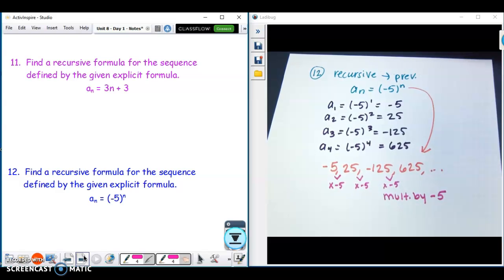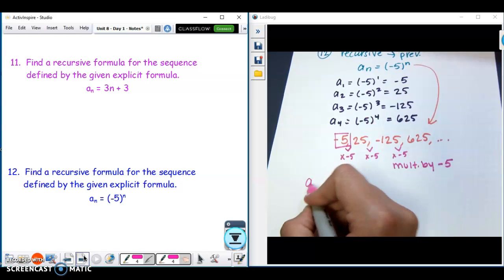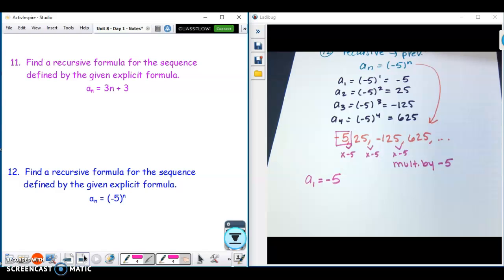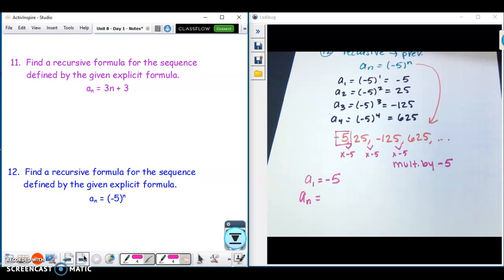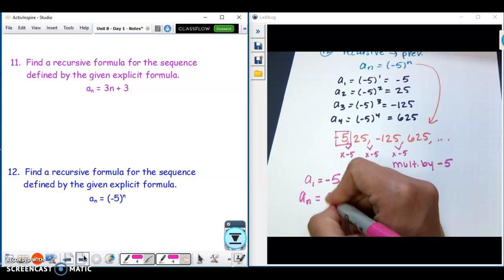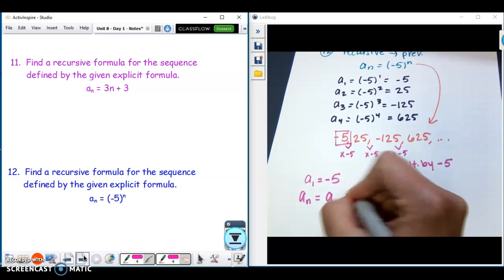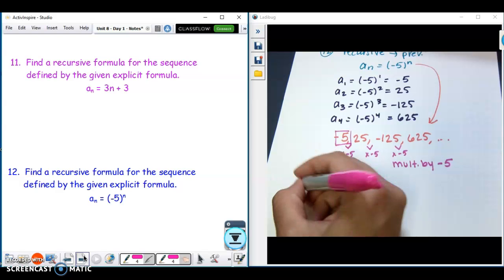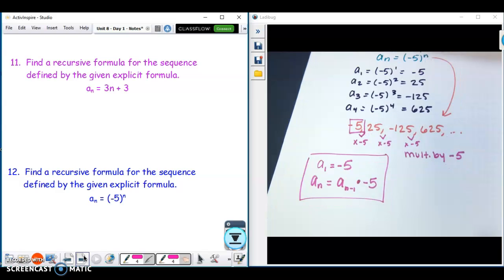Okay, so when you write a recursive formula, you always have to write the first term. So our a sub 1 is -5. And remember, you have to write the first term because the formula has to depend on the previous term. So then a sub n equals, so we're saying the previous term times -5. Well, the previous term we're going to write as a sub n minus 1. And then we're saying it's times -5. So that's how you're going to write it.